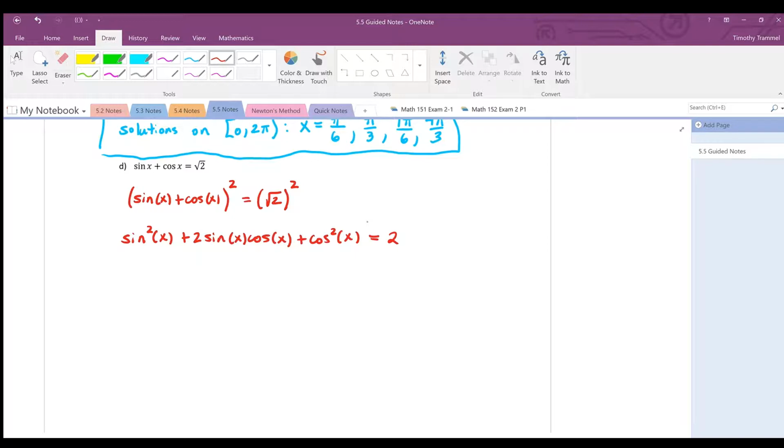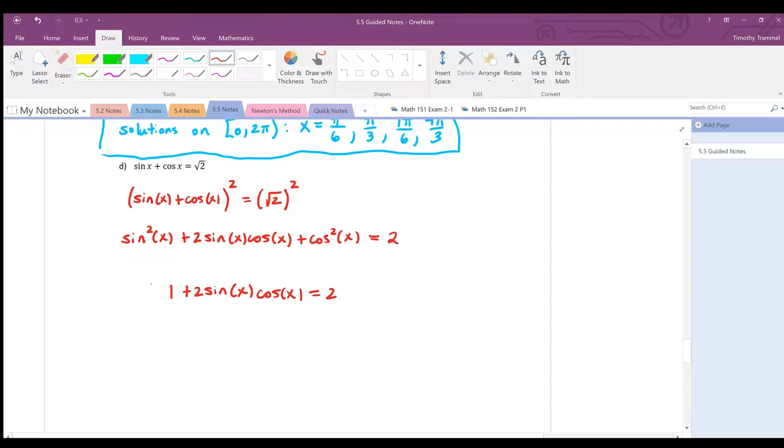Okay. And you might notice if we square both sides of this equation, we're going to end up squaring sine and cosine. And we know that sine squared x plus cosine squared x is 1. So squaring this might make some nice simplification happen. And it in fact does. So sine squared x plus cosine squared x is equal to just 1. So we have 1 plus 2 sine of x cosine of x equal to 2.